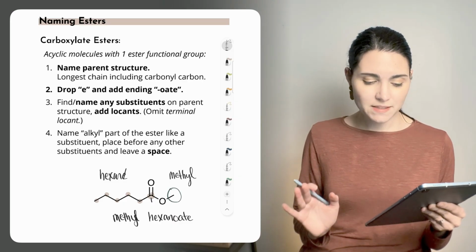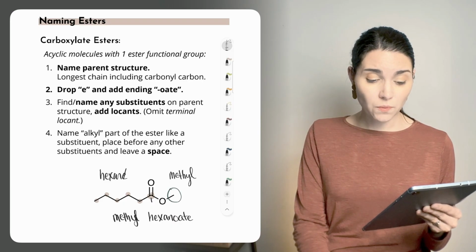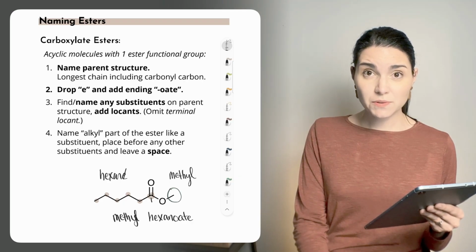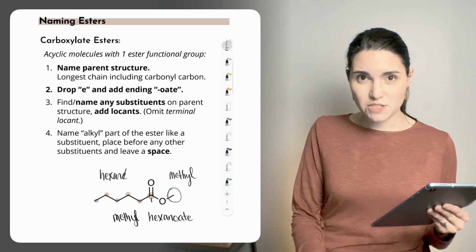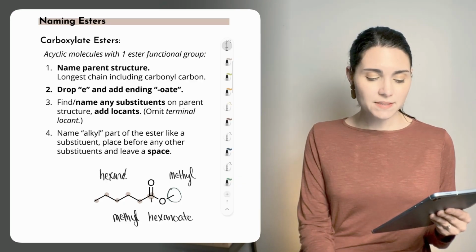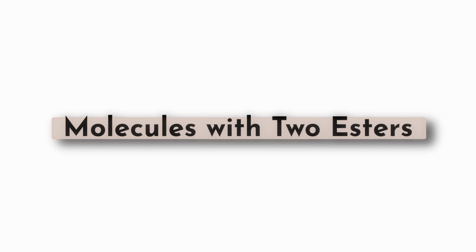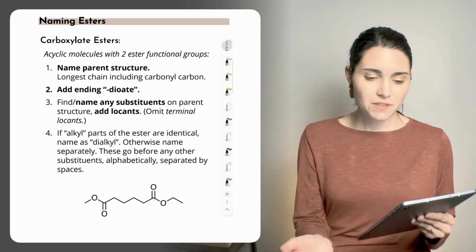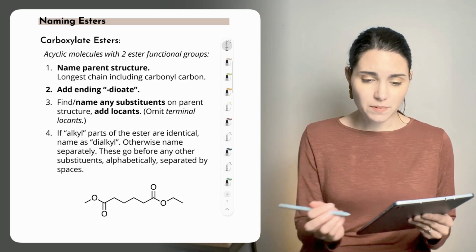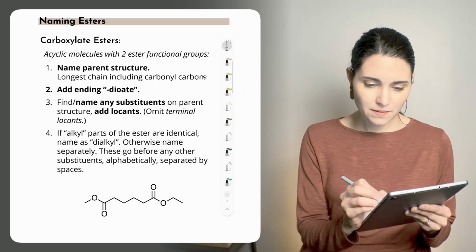So methyl space hexanoate, we don't have to put the number 1 in for our ester functional group, even though we know it's on locant 1. It's understood. It terminates the chain just like all the other examples before this, and so we can leave that 1 out. If we've got 2 ester functional groups, we follow a very similar set of steps. We're going to name the parent structure, and we're going to include the carbonyl carbons in that parent structure.